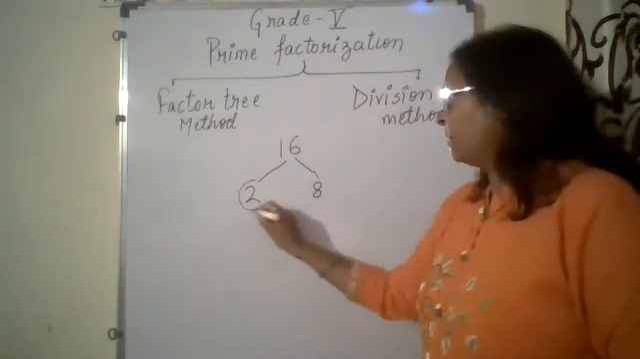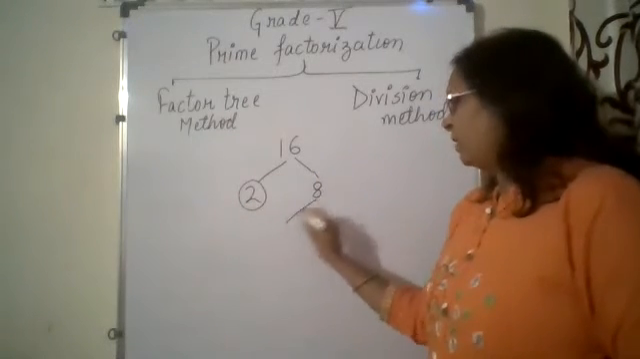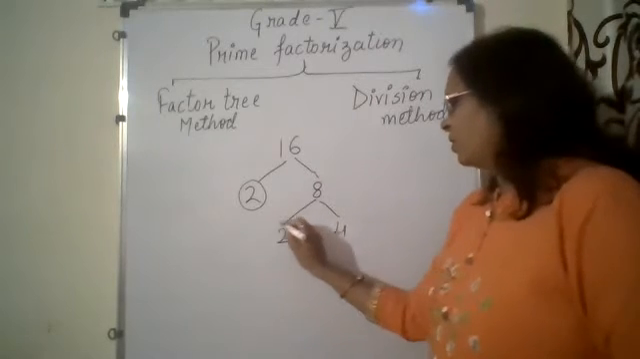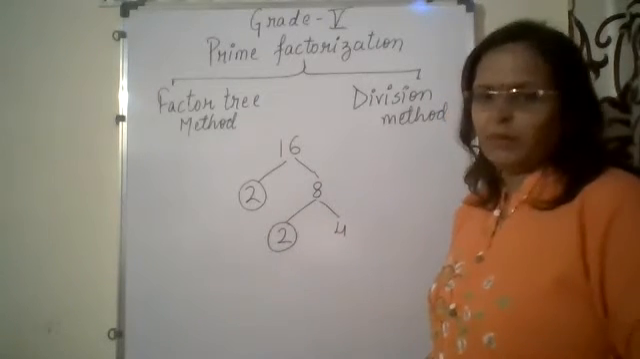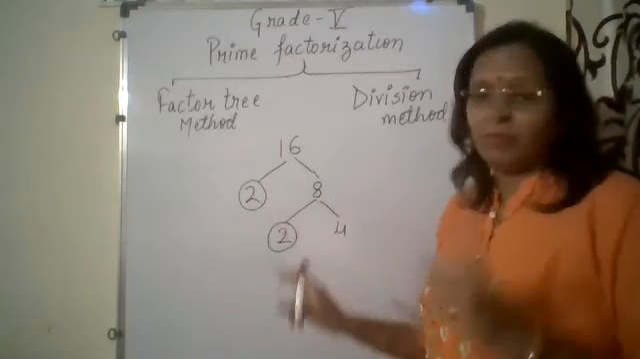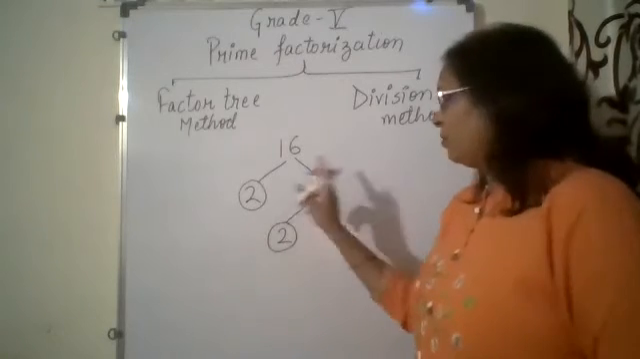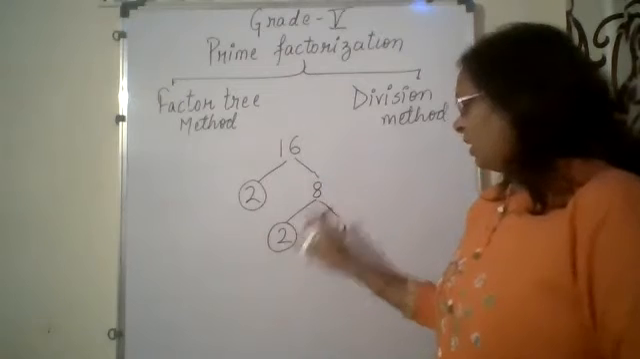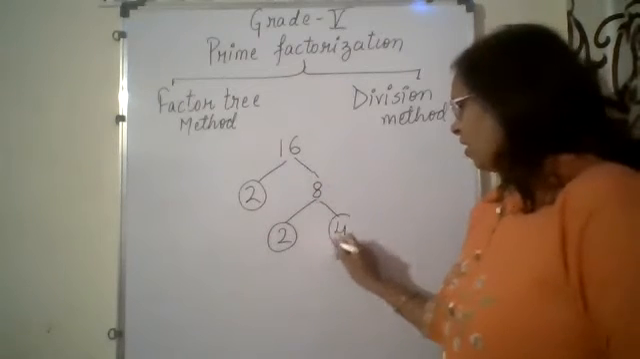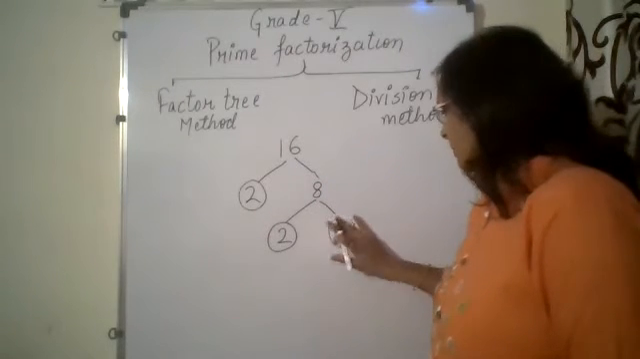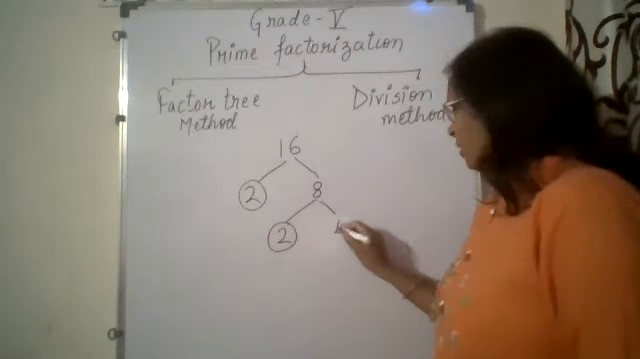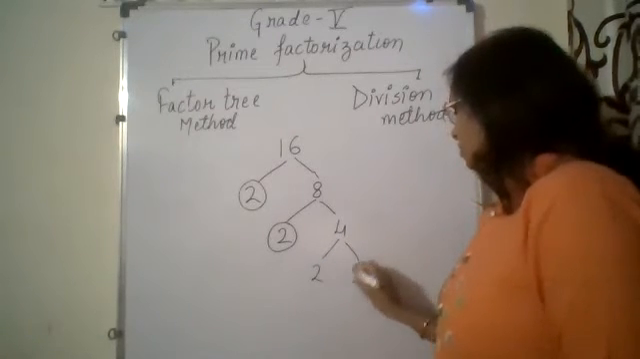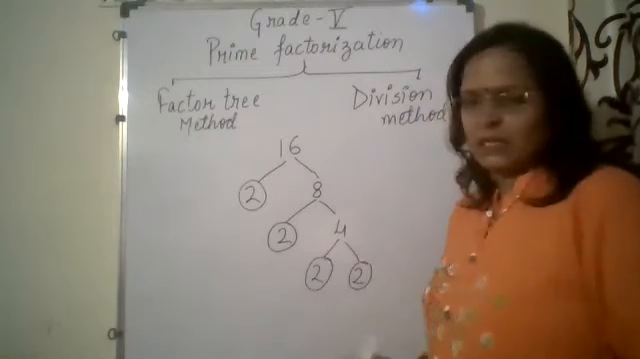Now 2 is a prime number, circle it. 8 can be written as 2 into 4. 2 is again a prime number, so we have to select one prime number here so that when you multiply it by any composite number, it gives you this. So 2 fours are 8. Now 4 can be written as 2 multiplied by 2, so circle it.